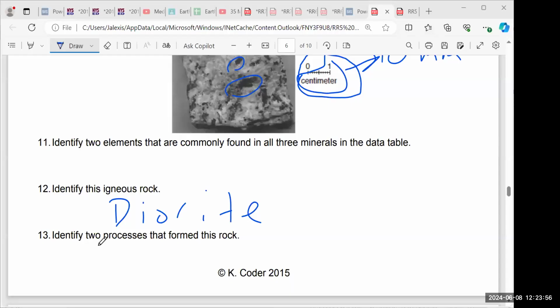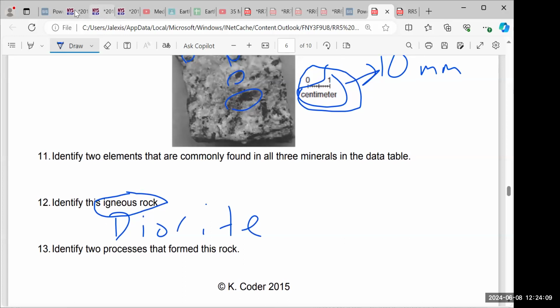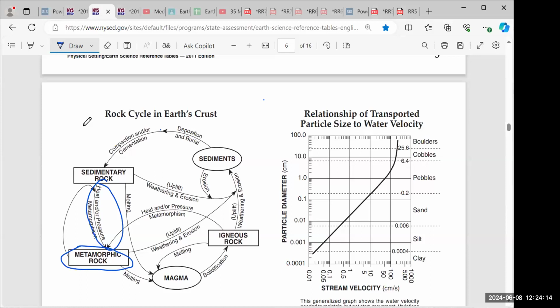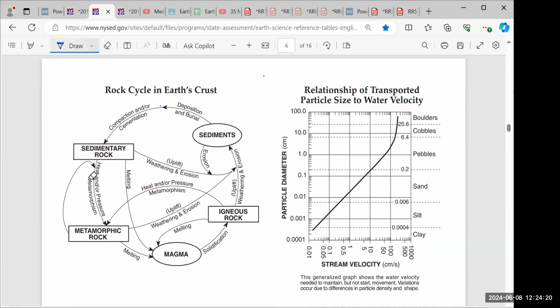All right, number 13. It says identify 2 processes that form this rock, right? We just identified that this rock is an igneous rock, all right? And so all igneous rocks go through 2 processes. And let's look at our rock cycle. Let's go to page 6, and I'm going to circle them. All igneous rocks have gone through the process of melting to turn into magma, right? Or lava, and solidification. And those are your 2 processes, melting and solidification.